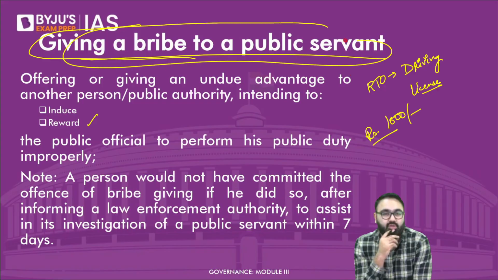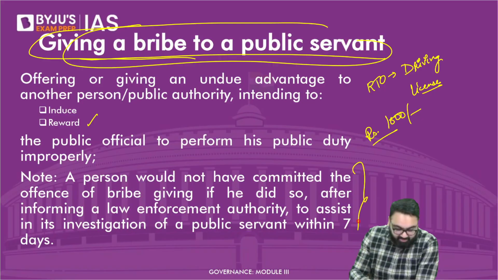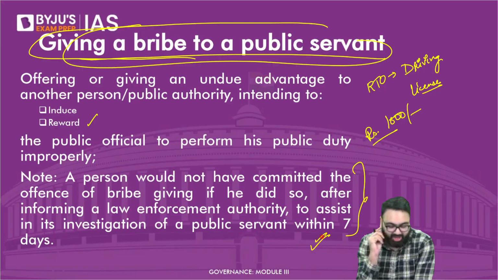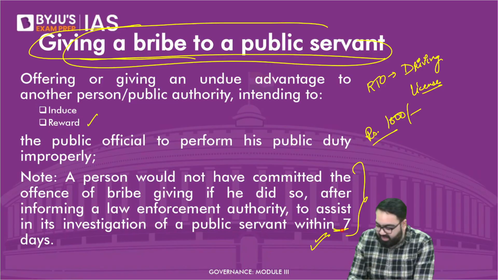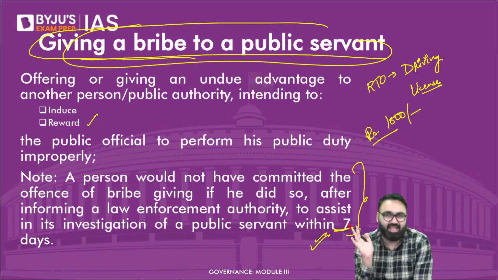So what do you do? For this, a law has been made. If you tell the police that I am being forced to give a bribe because I am being asked to, then within 7 days, police will not take any action. Means you tell today that, sir, I am going to give a bribe because he is forcing me. So for the next 7 days you can give a bribe, you will not be punished.